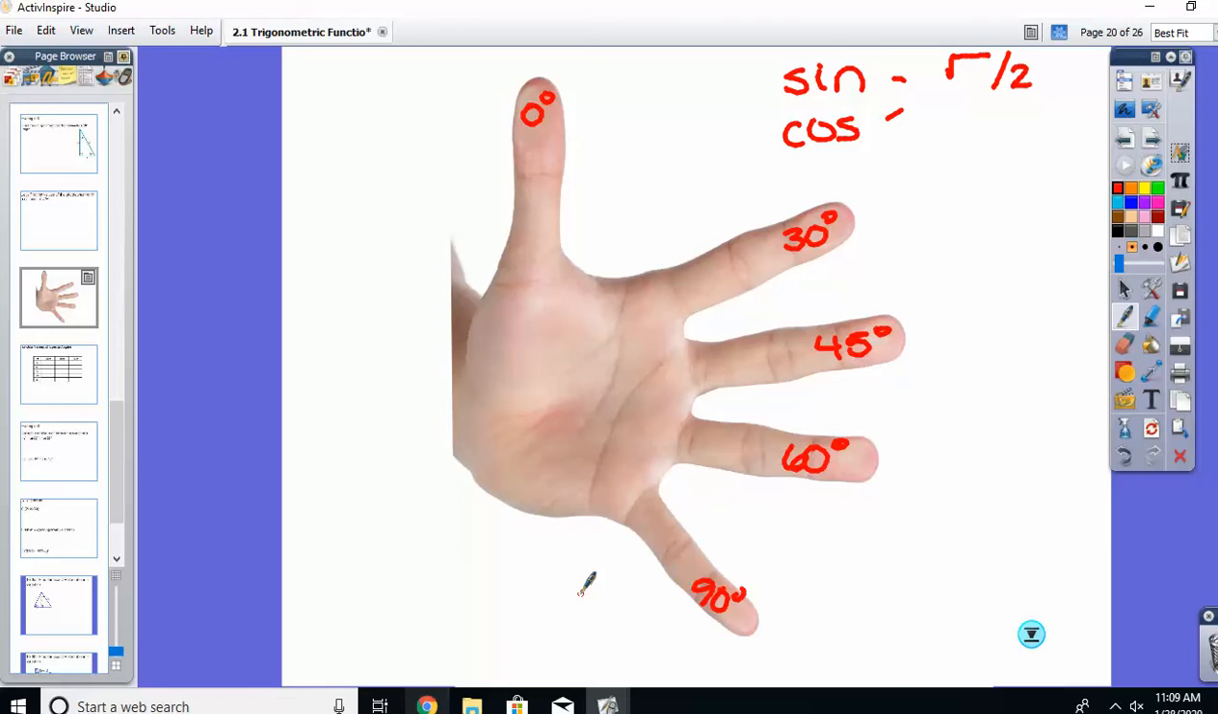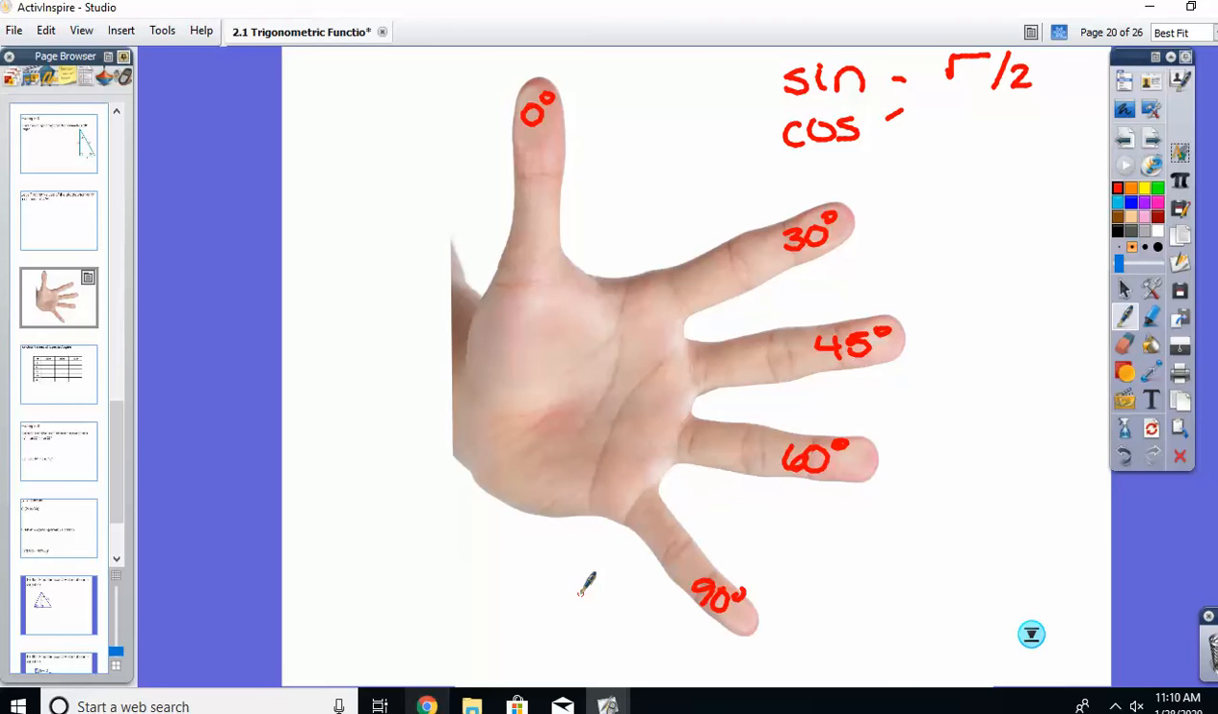So it would be the square root of 0 over 2, which is 0. So sine of 0 is 0. Cosine is the bottom. So if I ask for cosine of 0 degrees, how many fingers do I have below the one I folded? 4. So it would be the square root of 4 divided by 2, which is 1. So we get that sine of 0 is 0 and cosine of 0 is 1.